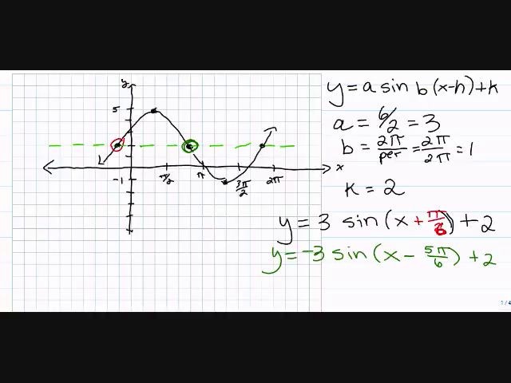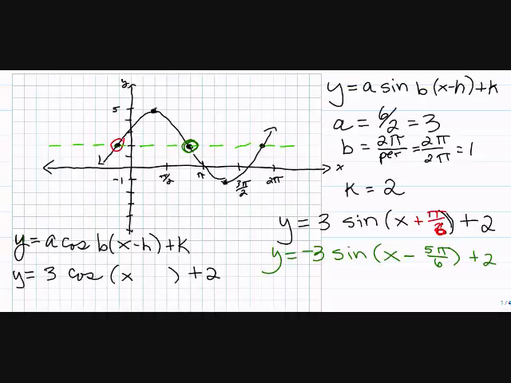I could try cosine. Cosine, same equation as sine. Oops, I want a black pen. y equals a times the cosine of b, x minus h, plus k. My a, b, and k have not changed. So I get 3 cosine x, let me fill in my parentheses here, plus 2.